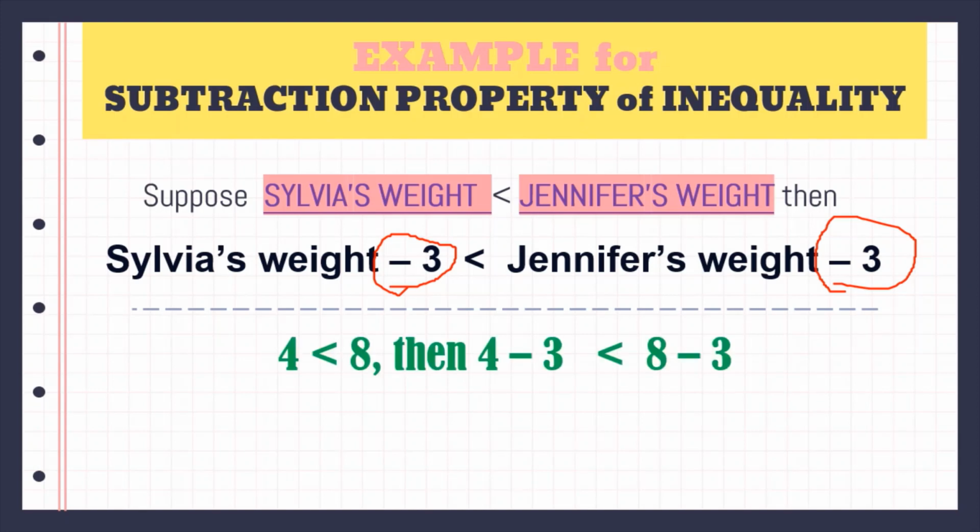For example, we have 4 less than 8. So, yung 4 mas maliit sa 8. Ngayon, nag-subtract siya both sides ng 3. So, tingnan natin kung magiging true. 4 minus 3, that will be 1. Less than 8 minus 3, that is 5. So, this is true. 1 is less than 5.